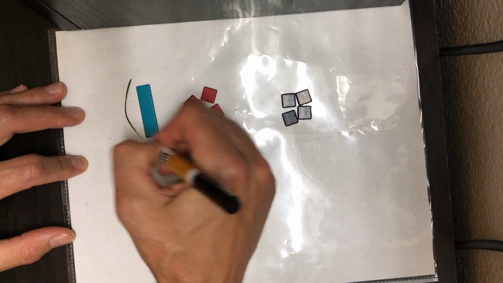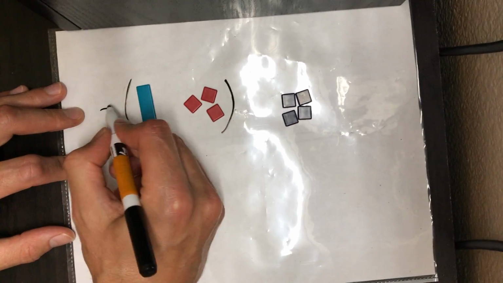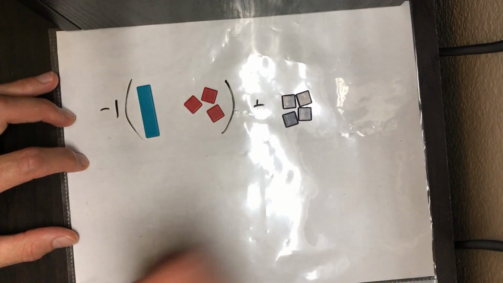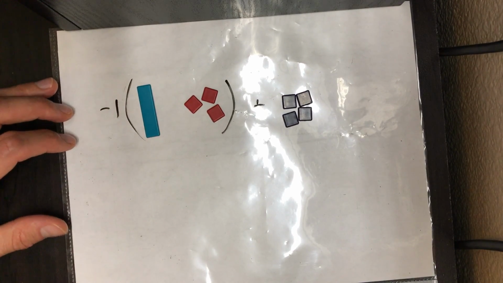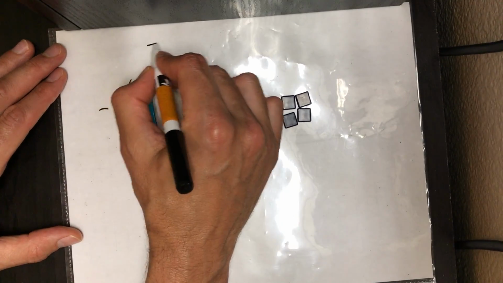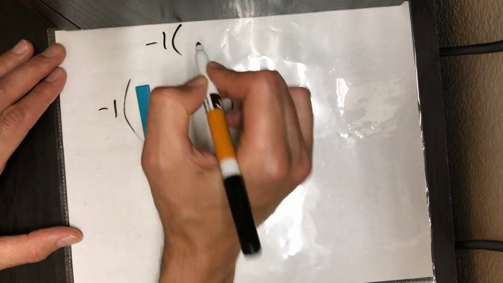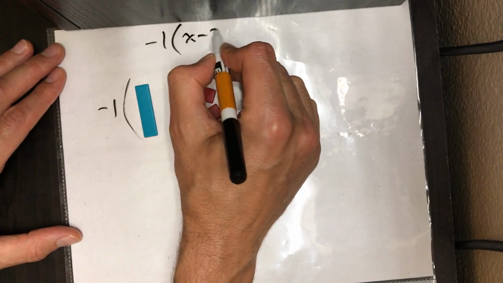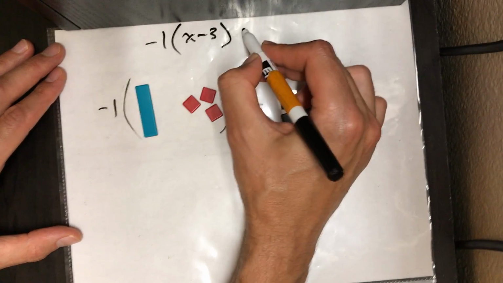What do we want here? We've got grouping symbols around that. We're going to put a negative 1 out in front of that, and then we're going to go ahead and add those 4 1s. Okay, so what does that turn into? I've got negative 1 groups of, this is positive x, that's 3 negatives, that's x minus 3, and then over here we got a plus 4.